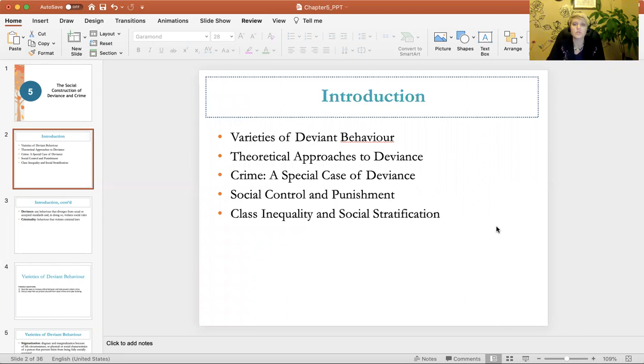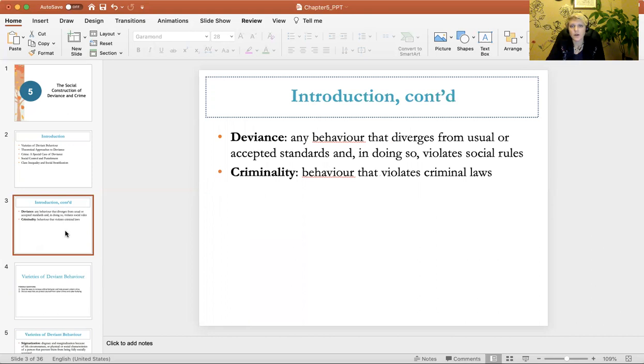It also asks us to think about crime as a special case of deviance on the spectrum of deviant behavior. Some deviant behaviors, as conflict theory explains, are actually expressions of social behavior based on inequality, etc. So the chapter looks at social control and the discouraging methods for deviance and ways of punishing deviance and crime. And as I said, social inequality and class inequality and social stratification are elements that are very significant in this chapter.